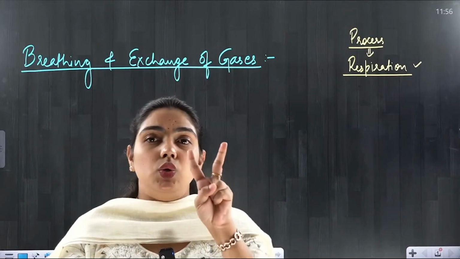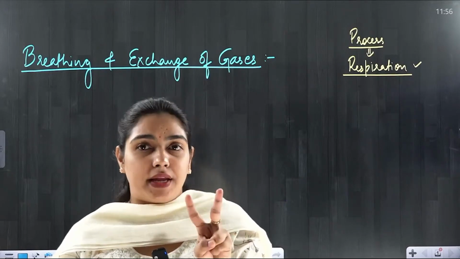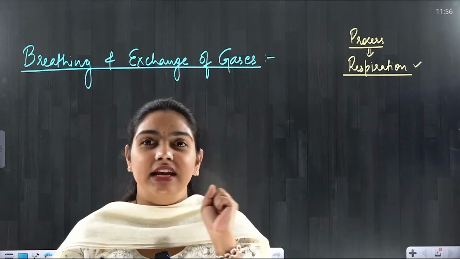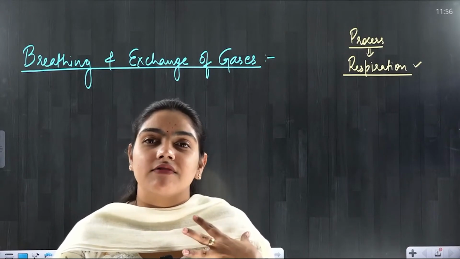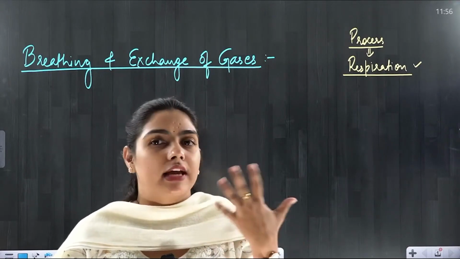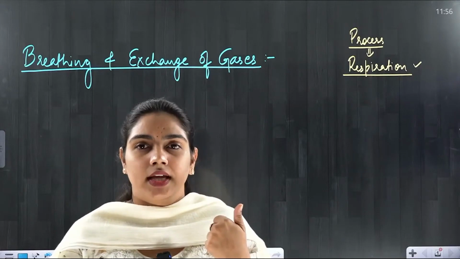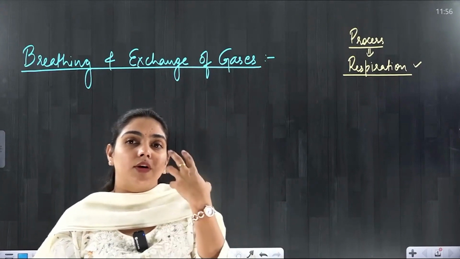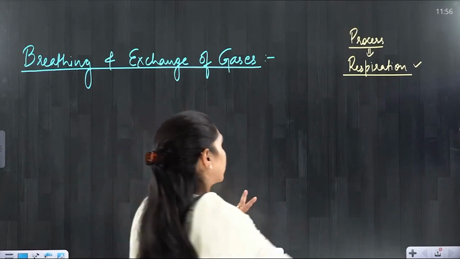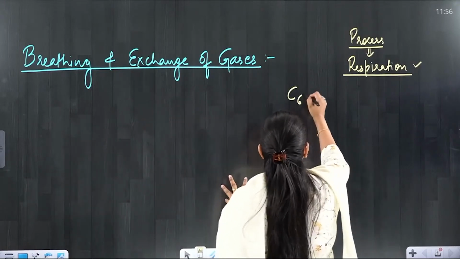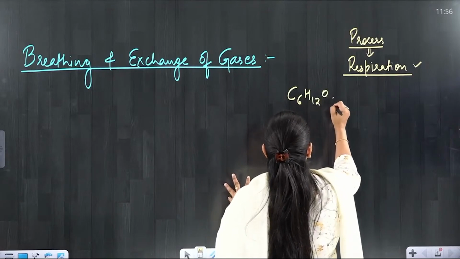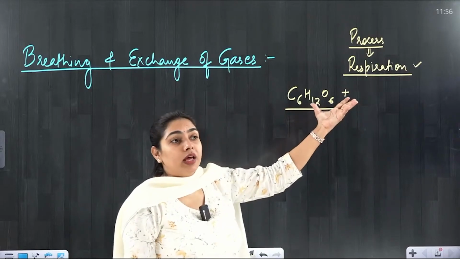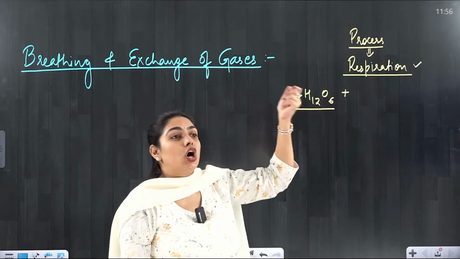Two things we require for respiration: food and air. Air and food are very important for our survival. We cannot live without food, air, and also water. But if we see only food, from the food we mainly get glucose, which is C6H12O6. And from the air, we get oxygen.